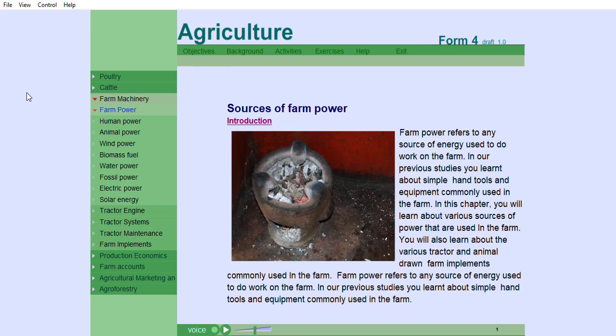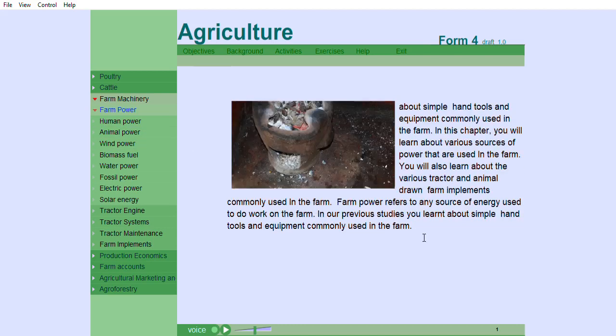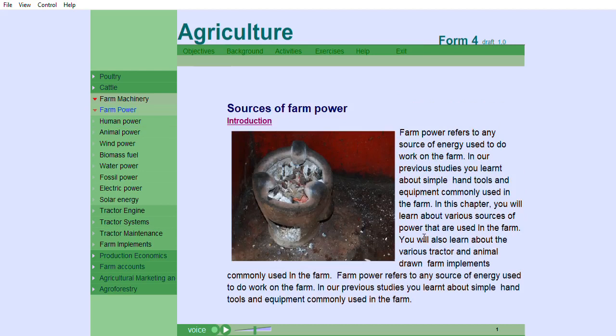Sources of farm power. Introduction. Farm power refers to any source of energy used to do work on the farm. In our previous studies, you learnt about simple hand tools and equipment commonly used in the farm. In this chapter, you will learn about various sources of power that are used in the farm. You will also learn about the various tractor and animal-drawn farm implements commonly used in the farm.